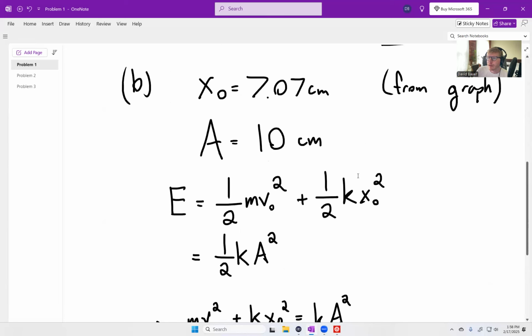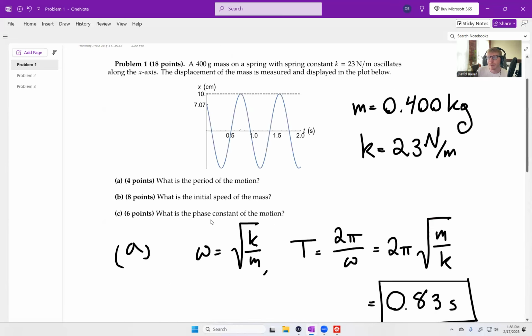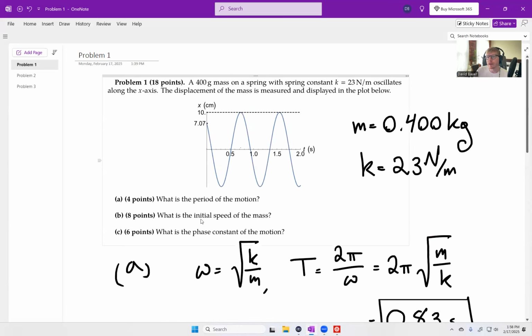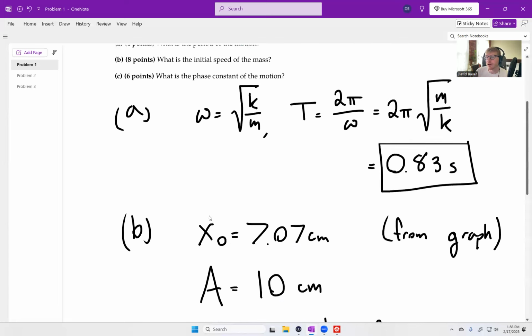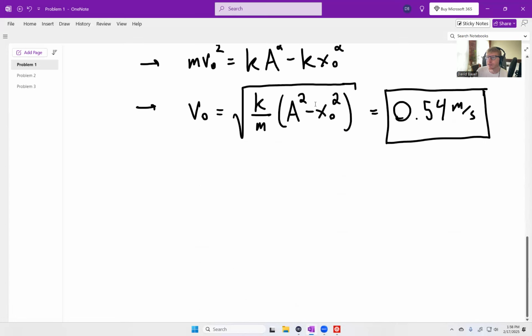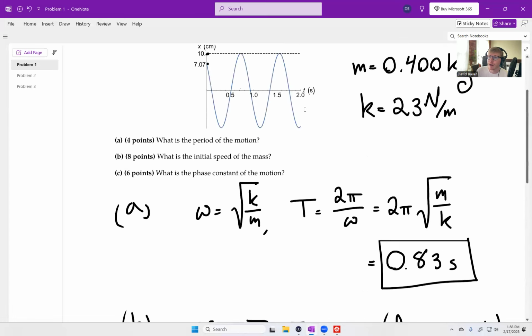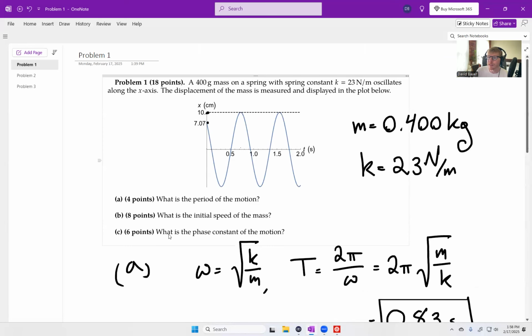Right. So again, anytime you're asked for the speed, pretty good bet you're going to want to use energy conservation. And we know we can do that because we have the amplitude, which gives us the total energy, and then we have the initial position, which gives us the potential energy, and then we can just go through this process. All right, finally, part C is asking us what's the phase constant of the motion.